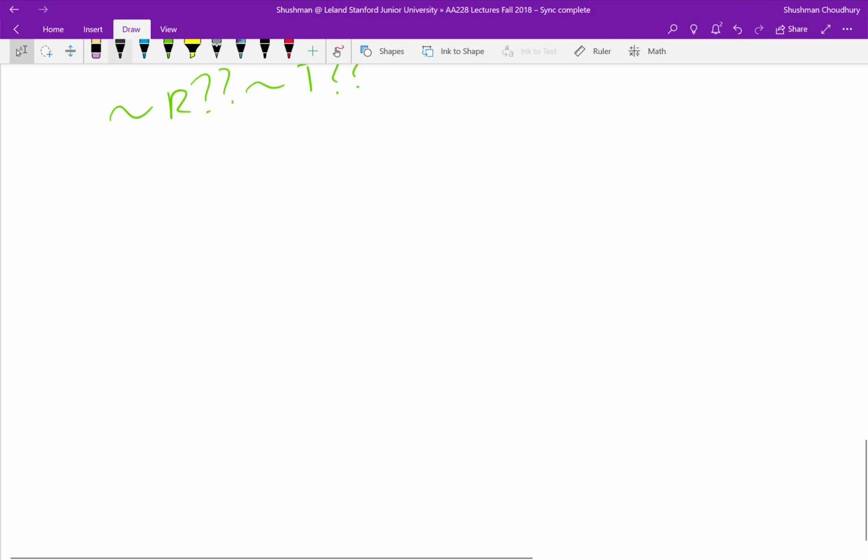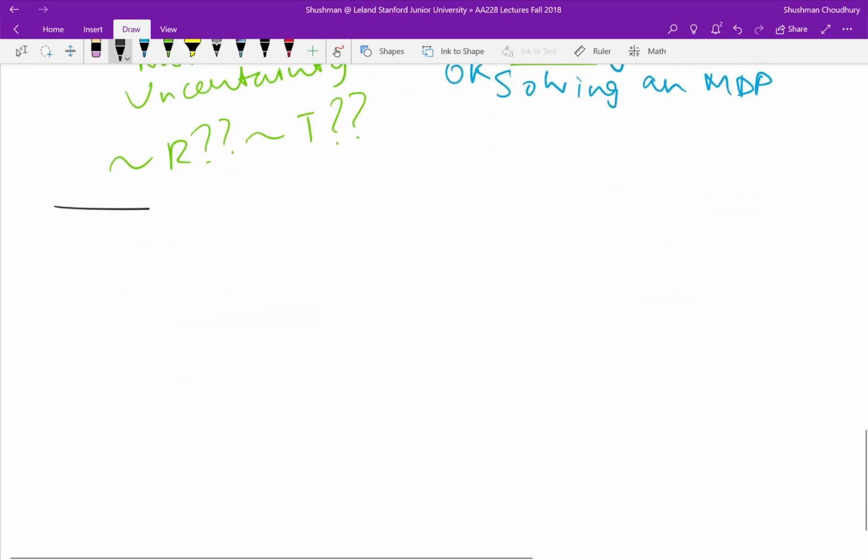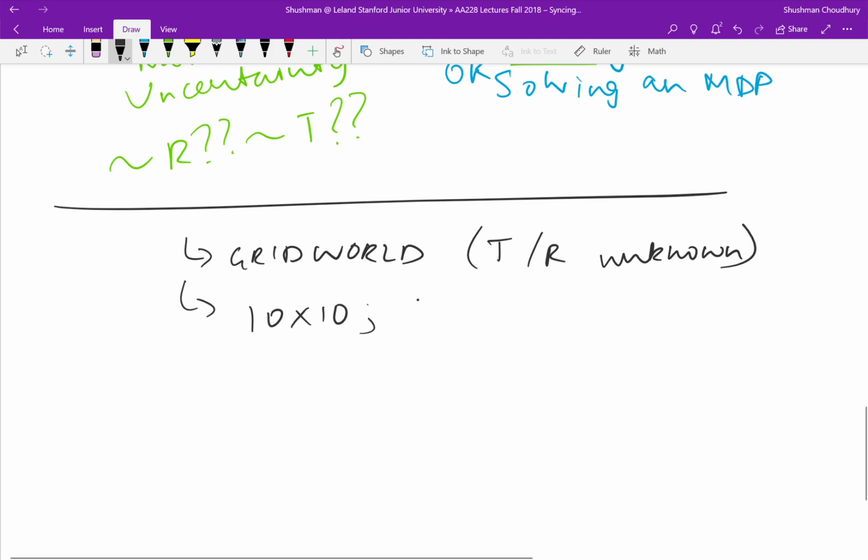So now jumping into small, you know that it's a grid world, but you don't know the parameters. T and R are unknown. You do know that it's a 10 by 10 grid world, and because it's a grid world that there are 4 actions: up, down, left, right. 4 actions for these settings.